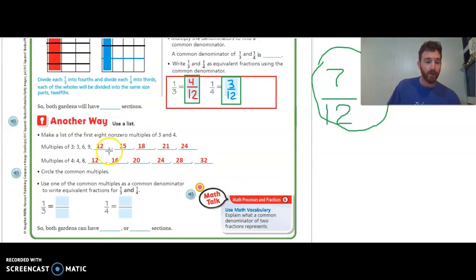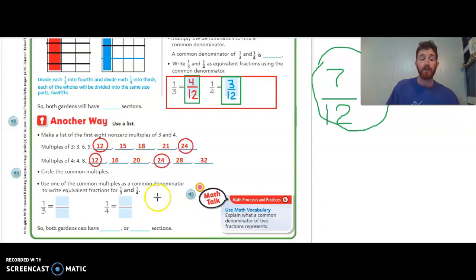The ones we see appear in both lists. We have 12 and 12. We also have, what other ones do we see that match up? Well, if I look through, I see here's a 24 and here's a 24. These are other common multiples. So there's always more than just one if we list out enough.